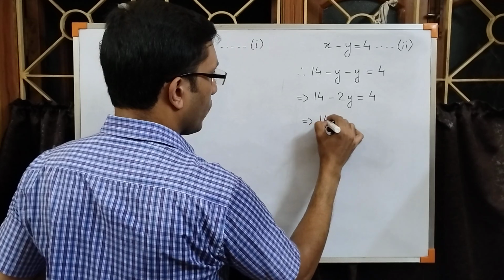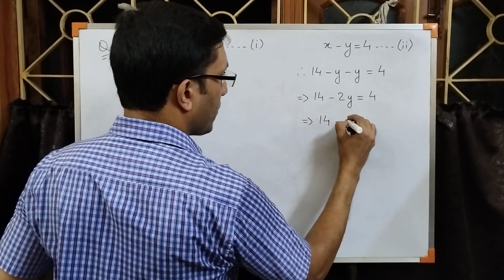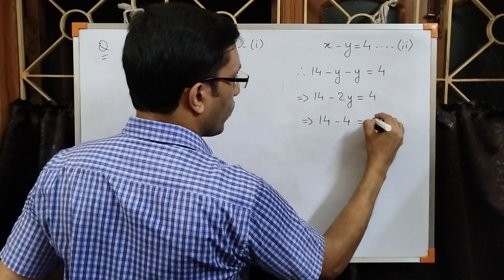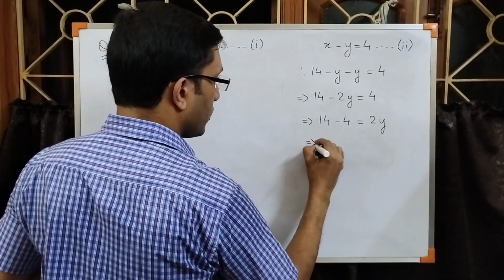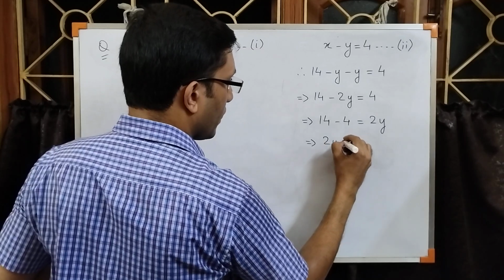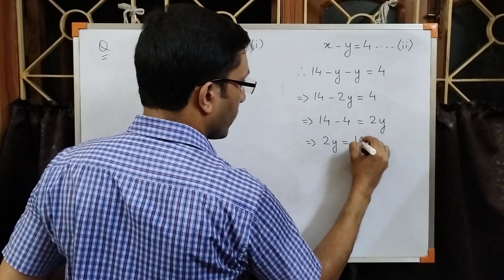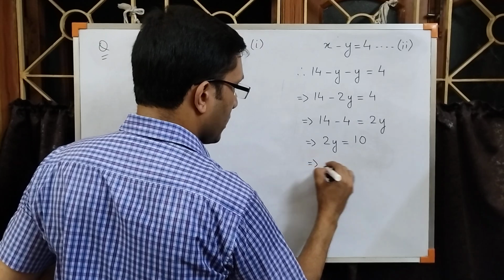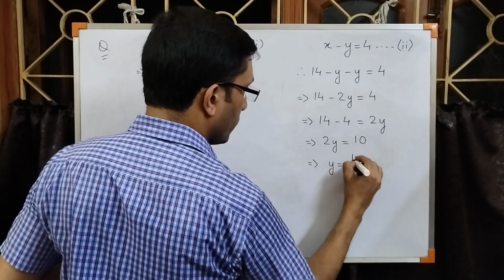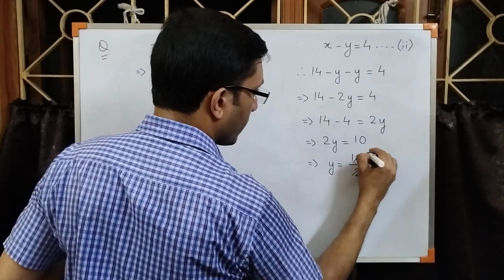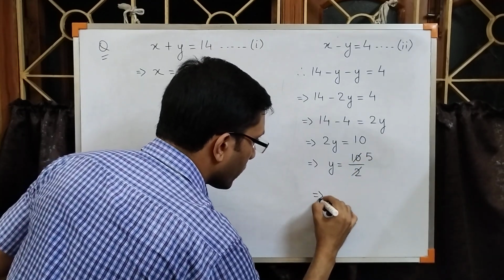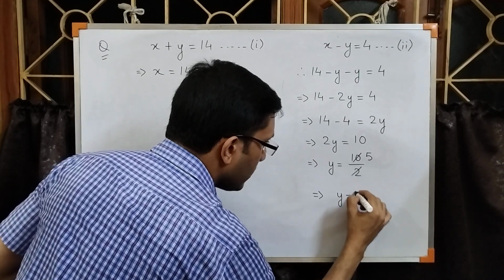So 14, 4 comes to the left side, becomes minus 4, and minus 2y goes to the right, becomes plus 2y. So we get 2y is equal to 14 minus 4, which is 10. So y is equal to 10 upon 2. So 2 fives are 10. So the final value of y is 5.